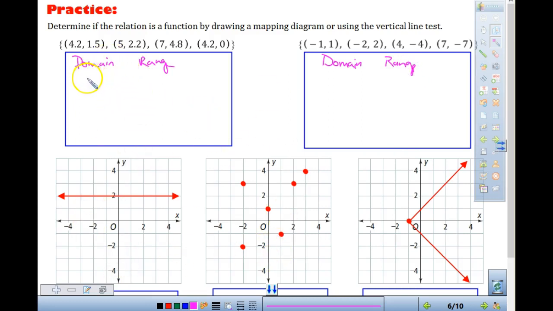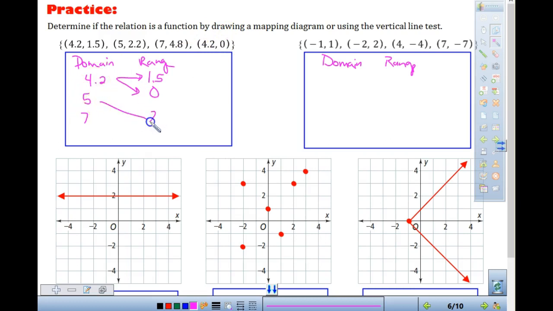So if I look at the domain, I have 4.2, I have 5, I have 7, and I don't want to list 4.2 again, right? 4.2 goes to 1.5, and what else does 4.2 go to? 0, right?